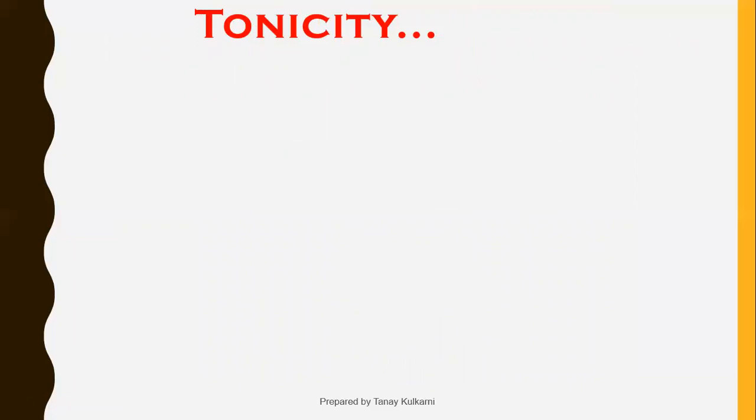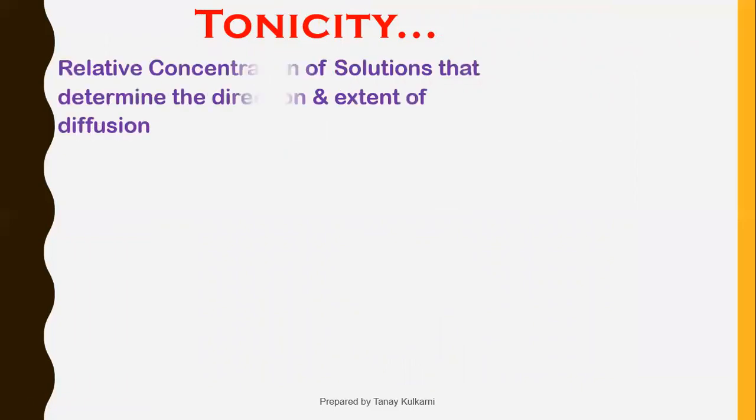Next concept is tonicity. Tonicity is defined as the relative concentration of a solution that determines the direction and the extent of diffusion. When you look at the earlier slides, whether the water will come inside or go outside through the semi-permeable membrane is called the direction. And extent means how much water will come inside or go outside. That is called tonicity.